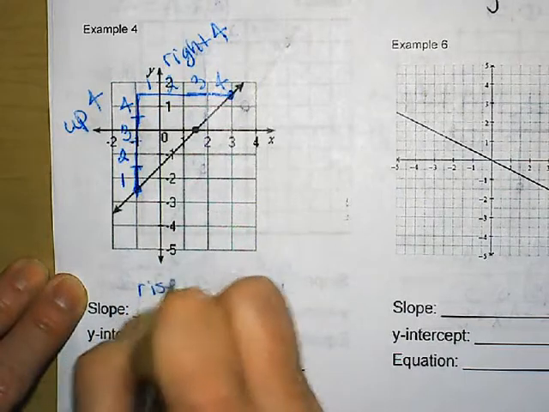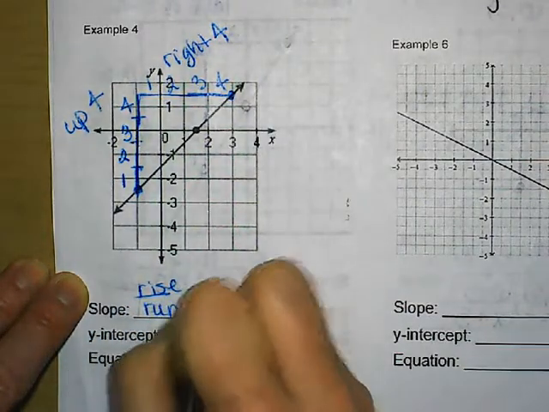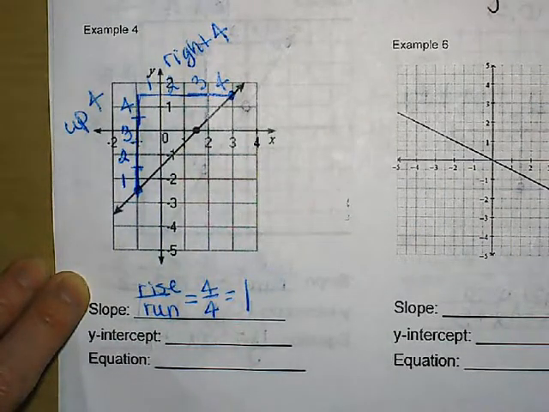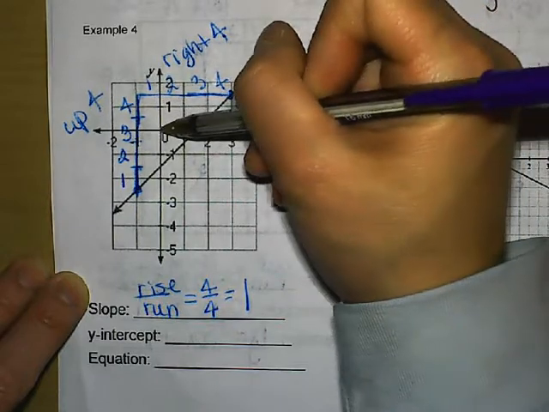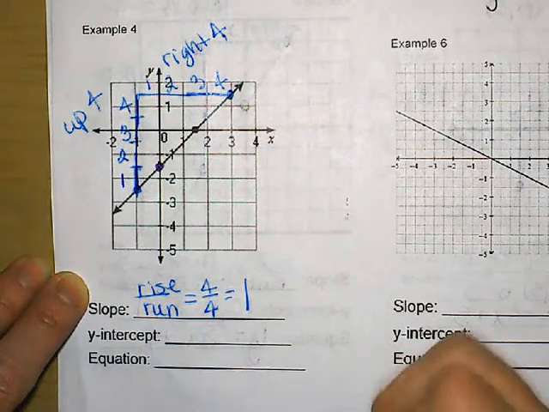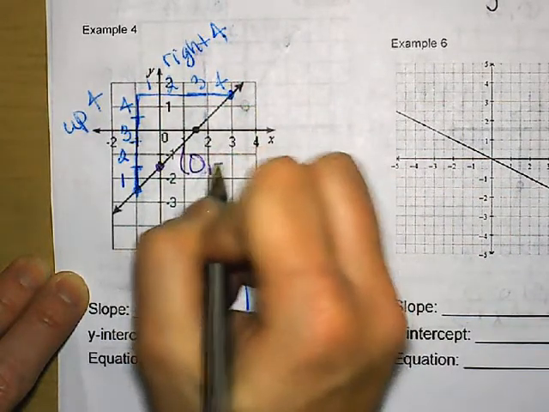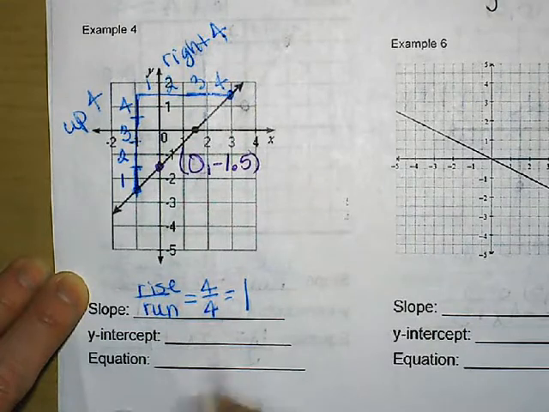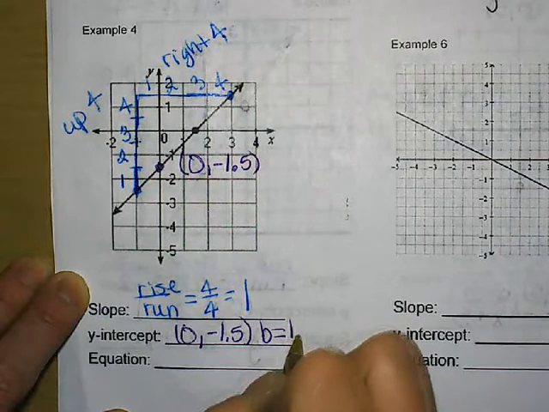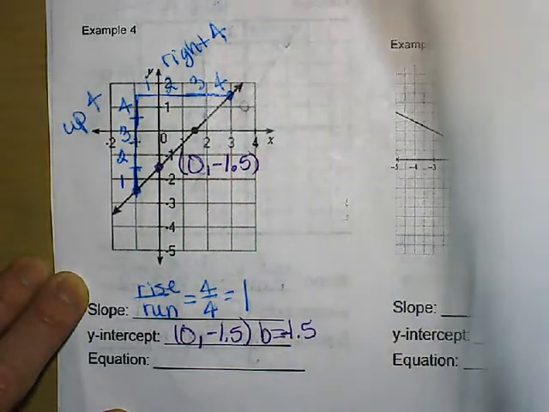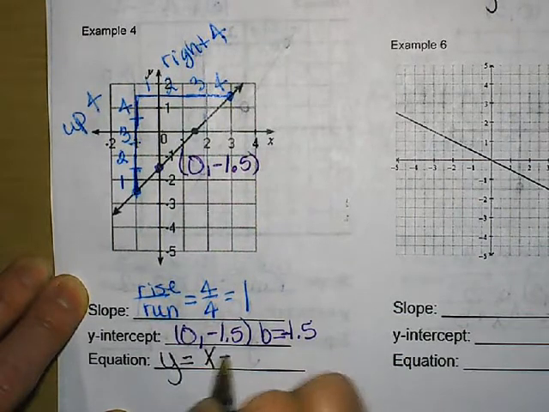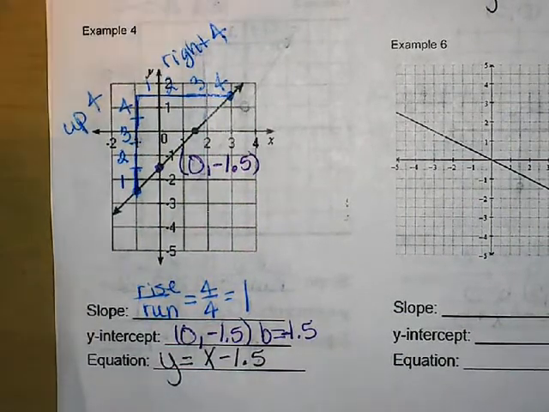So my slope, rise over run, is 4 over 4, which we know is equivalent to 1. Now I can find my y-intercept, go where x equals 0, and I'm going to go down, and this one's halfway between -1 and -2. So I know this is 0, -1.5. So my y-intercept is -1.5, where b equals -1.5. And now I can write my equation. Y equals x minus 1.5.